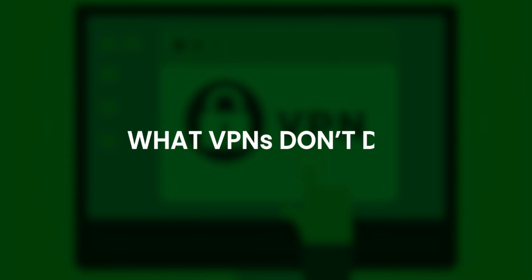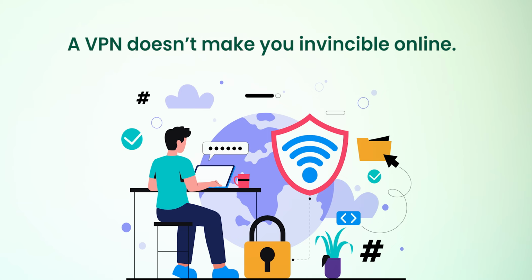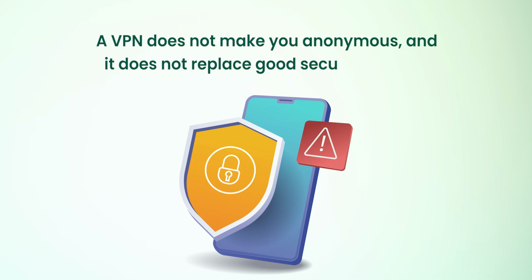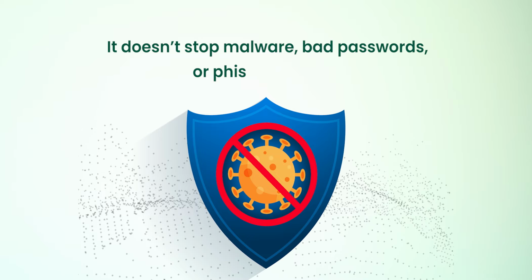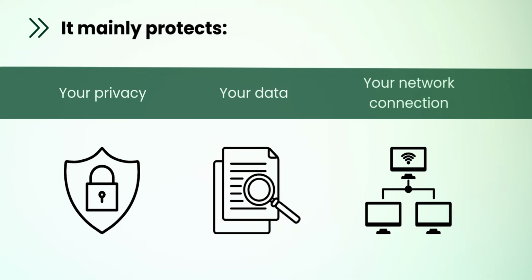What VPNs don't do? A VPN doesn't make you invincible online. A VPN does not make you anonymous, and it does not replace good security habits. It doesn't stop malware, bad passwords, or phishing scams. It mainly protects your privacy, your data, your network connection.